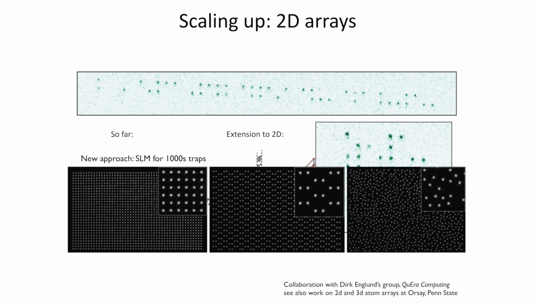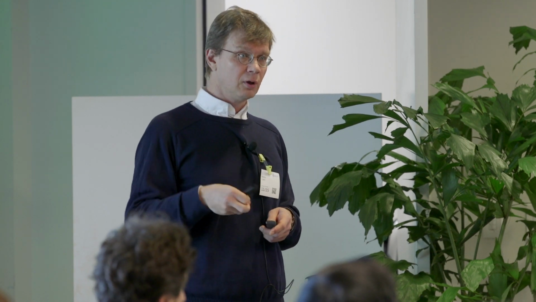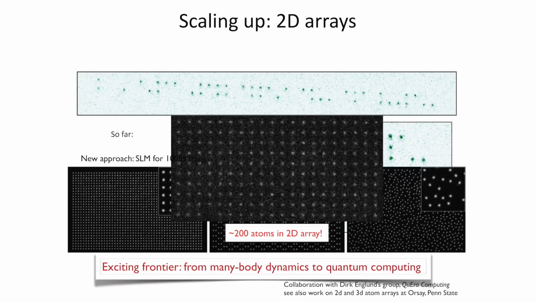And this is actually one of the first times I'm showing this image. So this is an array of about 200 atoms in 2D. This is really a single shot. These are the qubits which we can now utilize. So we're really quite excited, because there are a lot of interesting avenues.